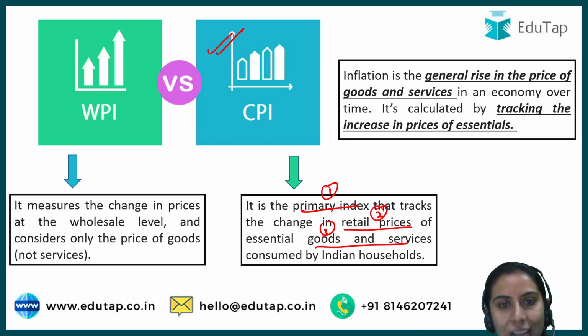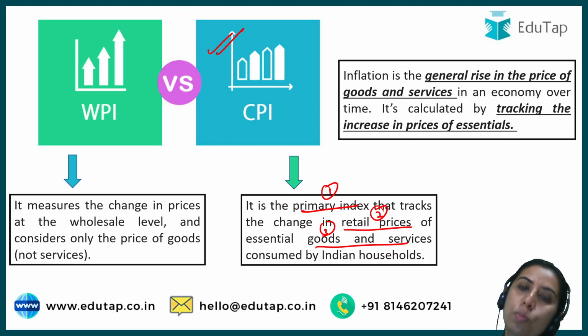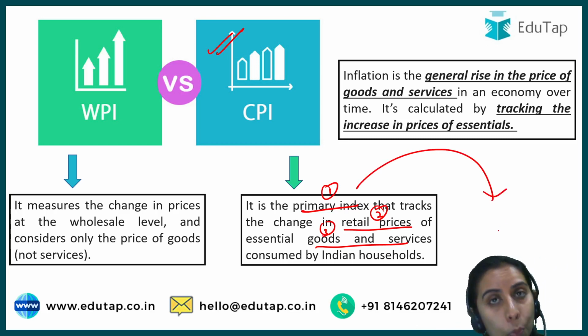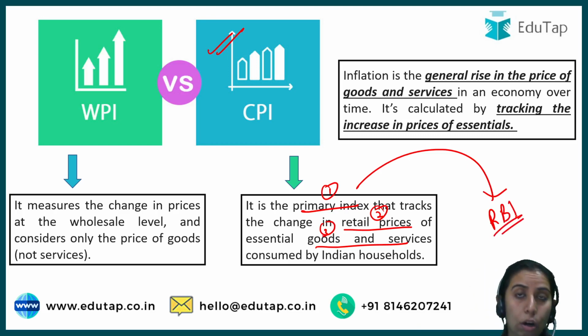This is what impacts the consumer. That is why it is consumer price index. It is primary index because this is the index which impacts consumers, and this index is used by RBI to target inflation through their monetary policy. That means we want to control inflation in an economy through the tracking of CPI, which is going to track goods as well as services at the retail price.